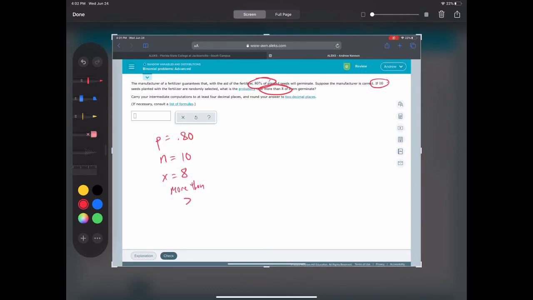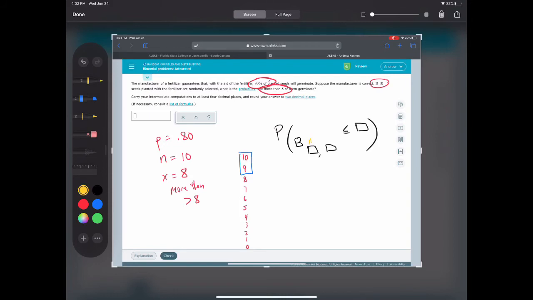So let's think about this. This is greater than 8. So on our chart, and it doesn't hurt to draw this out and think about this, 10, 9, 8, 7, 6, 5, 4, 3, 2, 1, 0. That's all our possibilities. If we're going to randomly pick 10 of them, then 0 could germinate, 1 could germinate, 2 could germinate, all the way up to 10. So we want more than 8. Well, more than 8 would just be 9 or 10. Okay, so here's where it gets a little bit tricky with the calculator, since our calculator defaults to less than or equal to. What we've got to do is figure out what number to put in our successes.